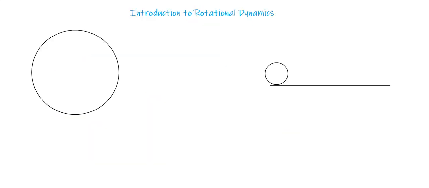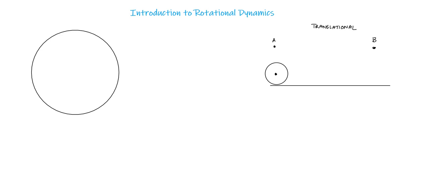Alright, so here I have a scenario. I have a wheel, and this wheel is going to roll from position A to position B. So in this case, again on the right, we're going to be looking at the translational motion of the ball.